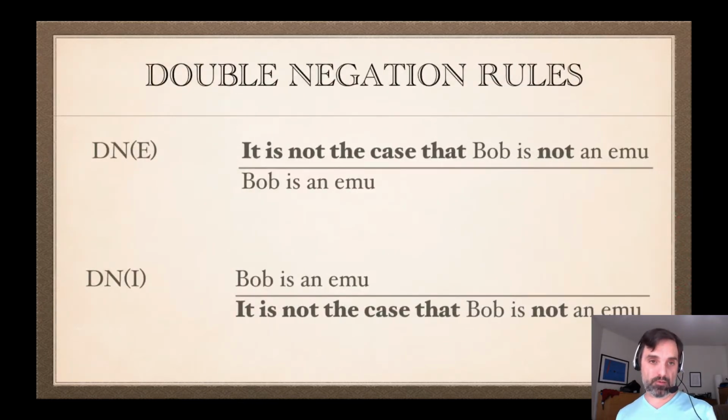We have 2 double negation rules. They can both be referred to as DN, or we can refer to the more specific ones. In the first case, we have, it is not the case that Bob is not an emu. So there are 2 negations there, and what follows from that? It follows that Bob is an emu. This is double negation elimination, because in going from the premises to the conclusion, we eliminate the 2 negations. On the bottom, we have Bob is an emu as our premise, and the conclusion is, it is not the case that Bob is not an emu. And if that premise is true, so is the conclusion. This is called double negation introduction, because we're introducing 2 negations.